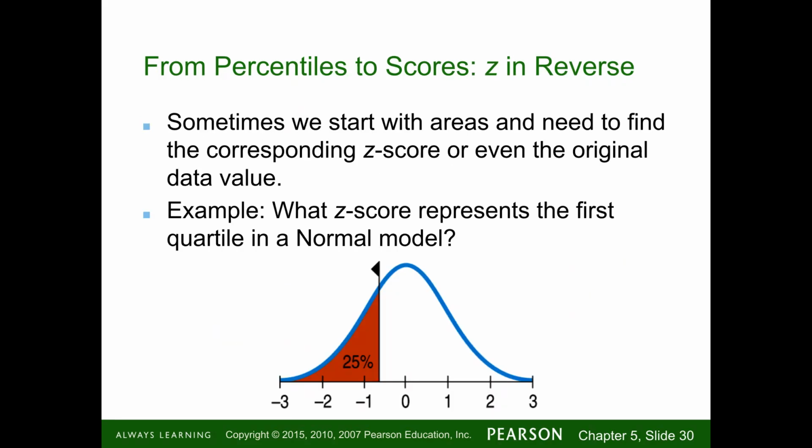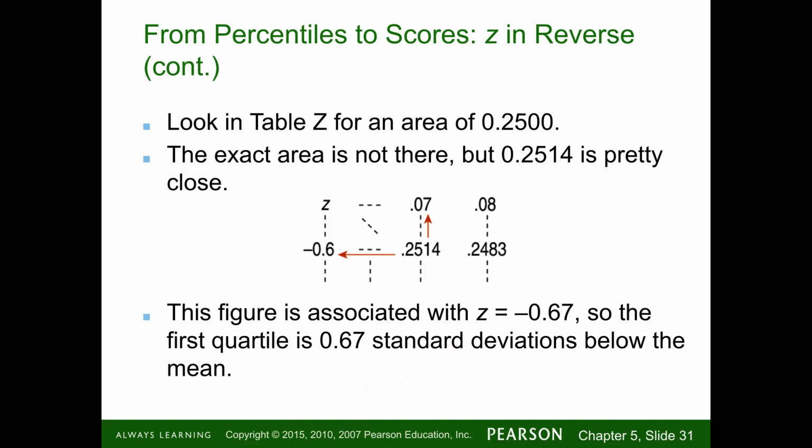Sometimes we start with areas and need to find the corresponding z-score or the original data value. In this particular case, we know that the value is 25%. If that is the scenario, we can find out how many standard deviations that is away from the mean, and then plug that into that same z-score formula and find out the actual value. So in this case, we go back to table Z, right?